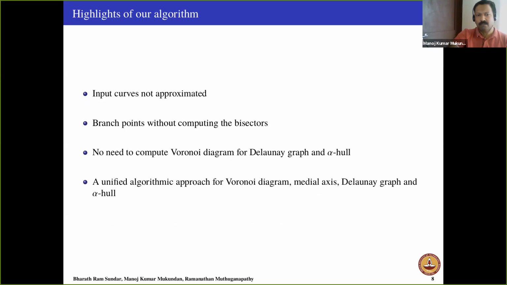In our algorithm, input curves are used as such without any approximation. Branch points are computed without using intersection of bisectors. And moreover, Delaunay graph and alpha hull can be computed without computing the Voronoi diagram. Altogether, a unified algorithmic approach for the computation of the Voronoi diagram, medial axis, Delaunay graph, and alpha hull has been presented perhaps for the first time.